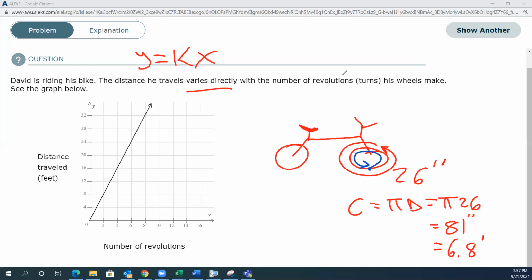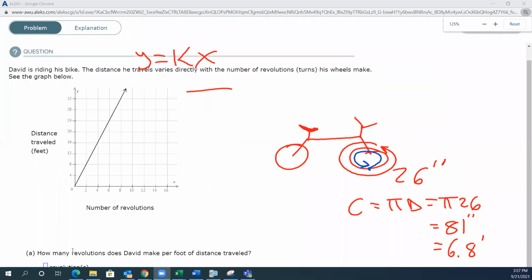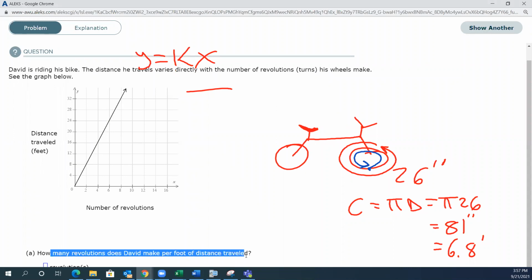Okay. Well, let's take a look at what we're supposed to do here. So part A, how many revolutions does David make per foot of distance traveled? Now remember, per anywhere in the world means divide. Okay, so revolutions divided by feet, distance, okay, measured in feet. So that's what we got going on here.